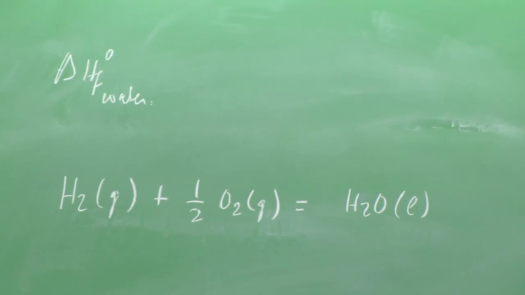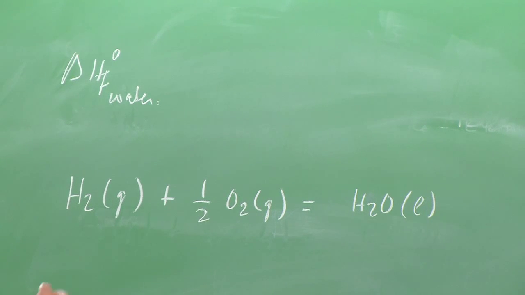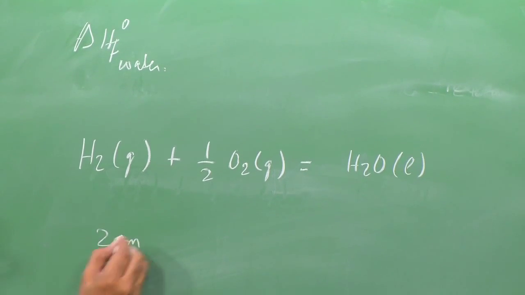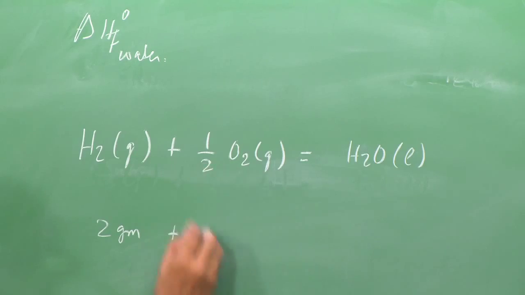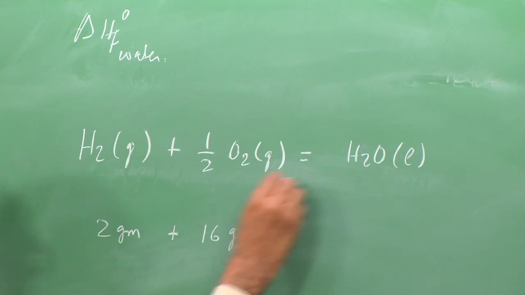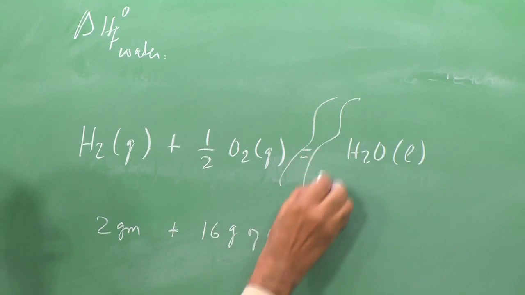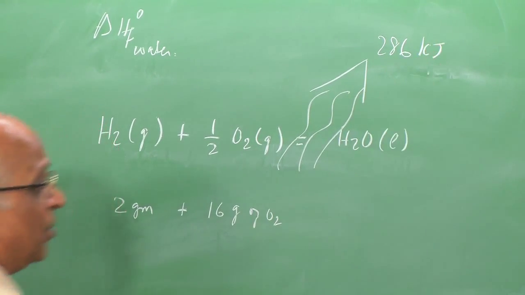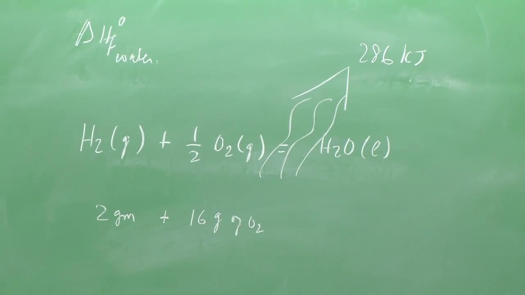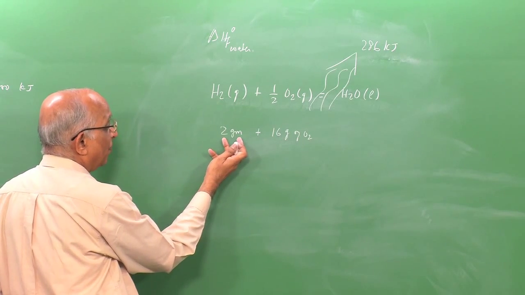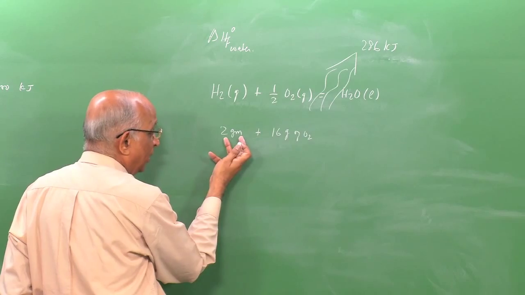Now, what is it I am talking of? If I do an experiment in which I have 2 grams of hydrogen and I burn it with 16 grams of oxygen, I know that the heat generated in this reaction, again an exothermic reaction, is something like 286 kilojoules. That is when 1 mole of hydrogen gets consumed, because 1 mole of hydrogen corresponds to 2 grams, and in this reaction I am talking in terms of 2 grams.